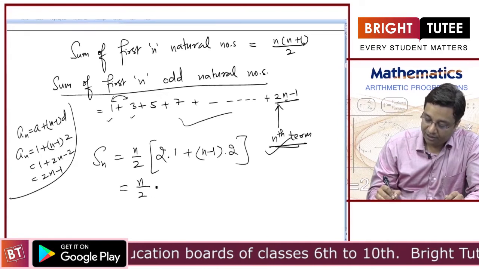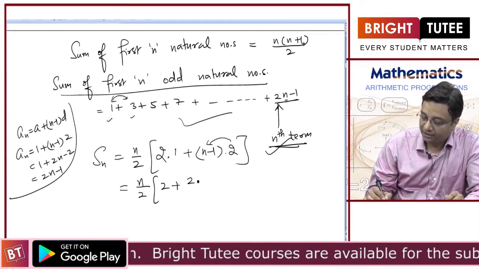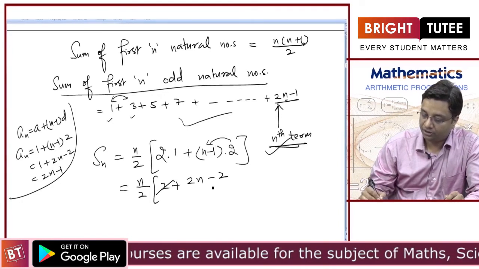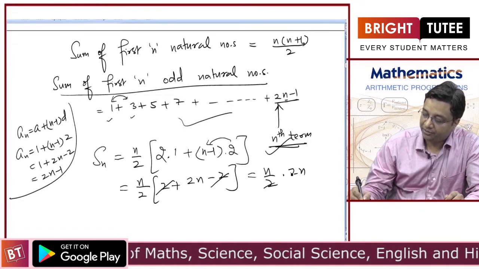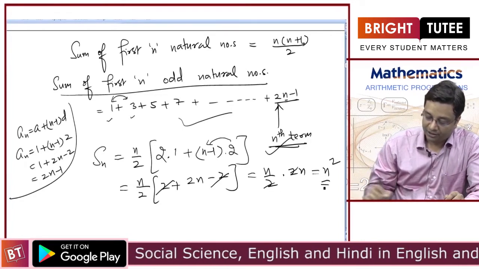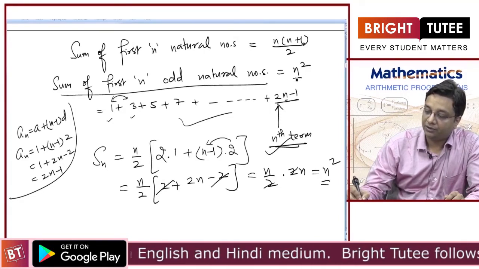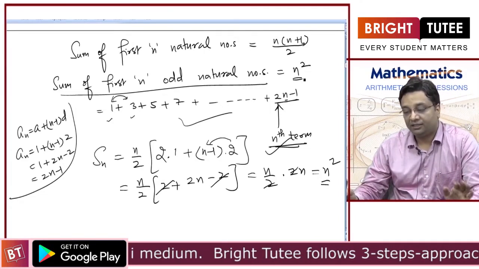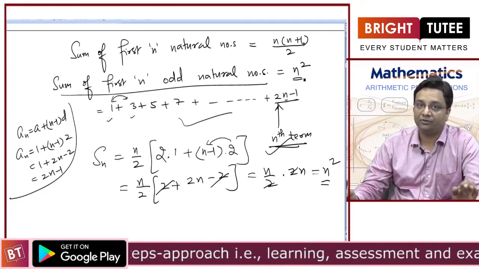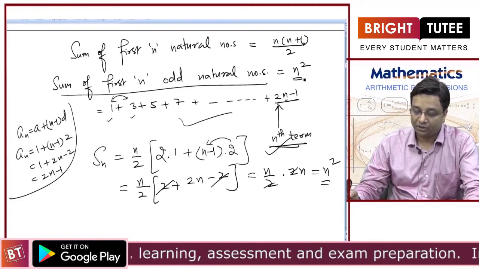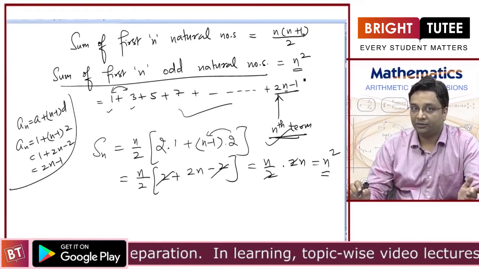So it will become n by 2 into 2 plus, if I multiply this 2 in this bracket, 2n minus 2. So this 2 gets cancelled. n by 2 into 2n will give me n square. So sum of first n odd natural numbers is equal to n square, right? This is another formula that I want you to memorize here, because it will make your life very simple while solving questions.